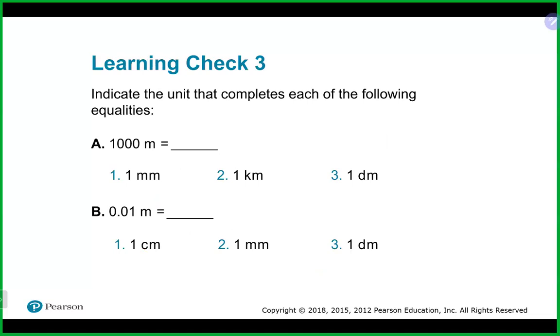Indicate the units that complete the following. So take a moment there.